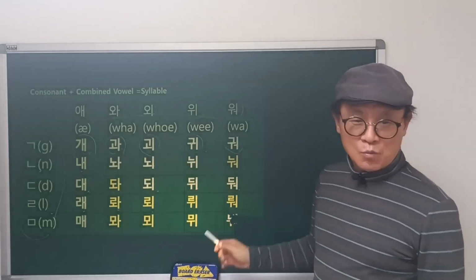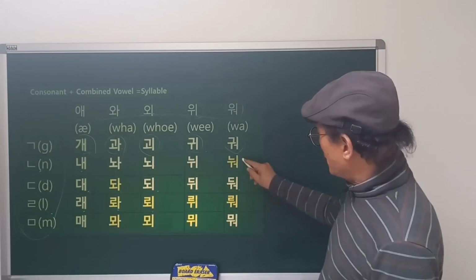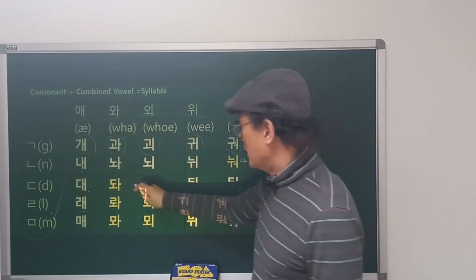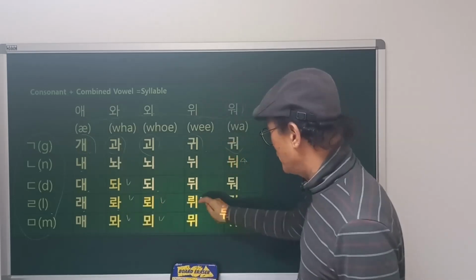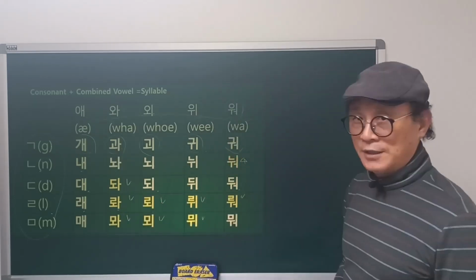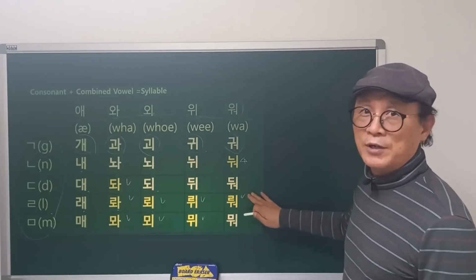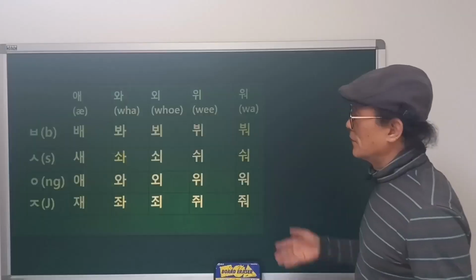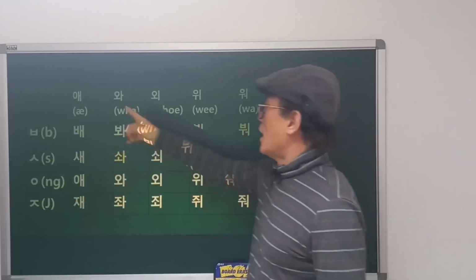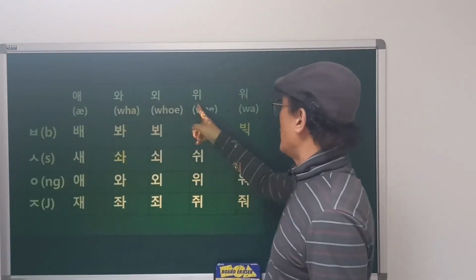moi. So yellow font word like this one and yellow font, it's rarely used, so you don't have to focus on this syllable at this moment. It's really hard to pronounce. So focus on this white font. Here, right. 에, 와, 왜, 위, 워.